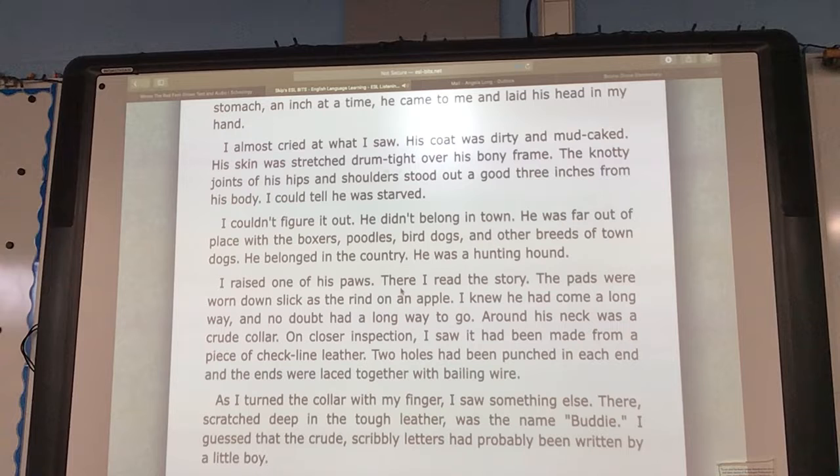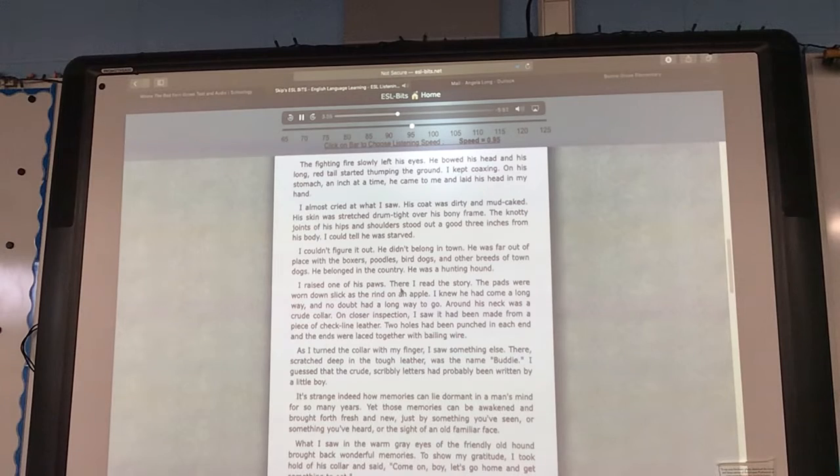2 holes had been punched in each end, and the ends were laced together with baling wire. As I turned the collar with my finger, I saw something else. There, scratched deep in the tough leather, was the name Buddy. I guessed that the crude, scribbly letters had probably been written by a little boy.